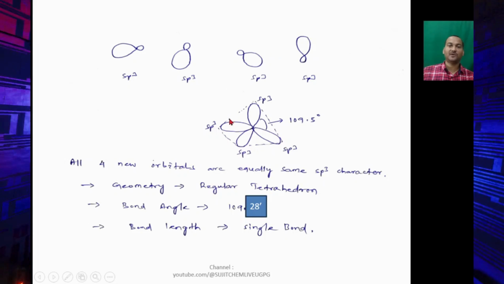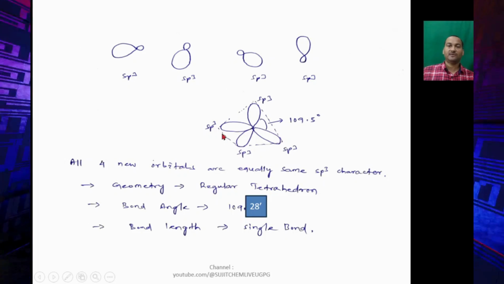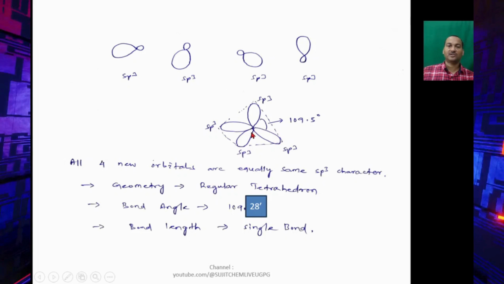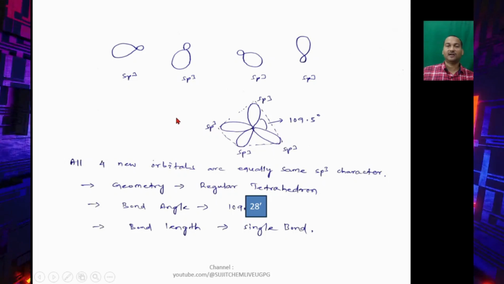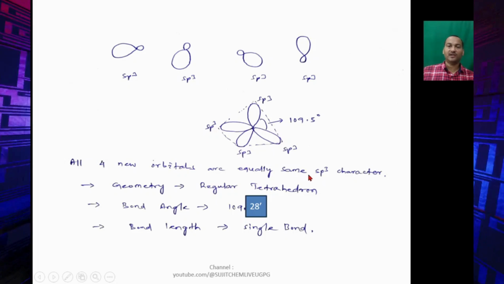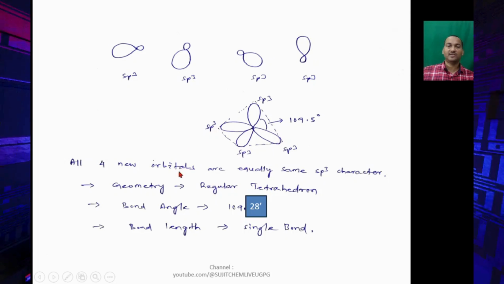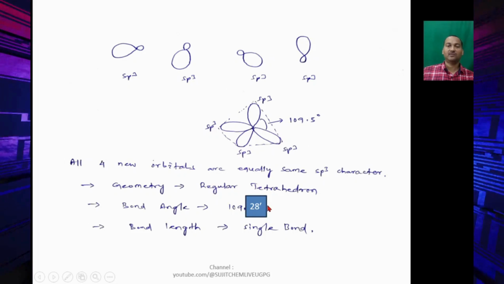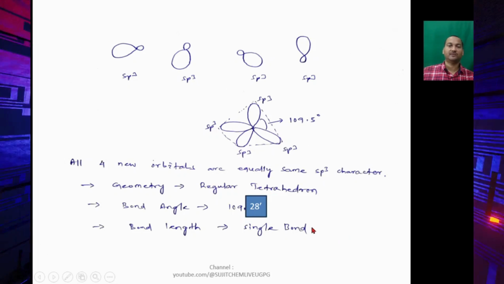So when the molecule is formed, they will be directed to the corners of a regular tetrahedron. So all four new orbitals have the same sp3 character. So geometry will be regular tetrahedron and bond angle is 109.28 minute, bond length single bond.